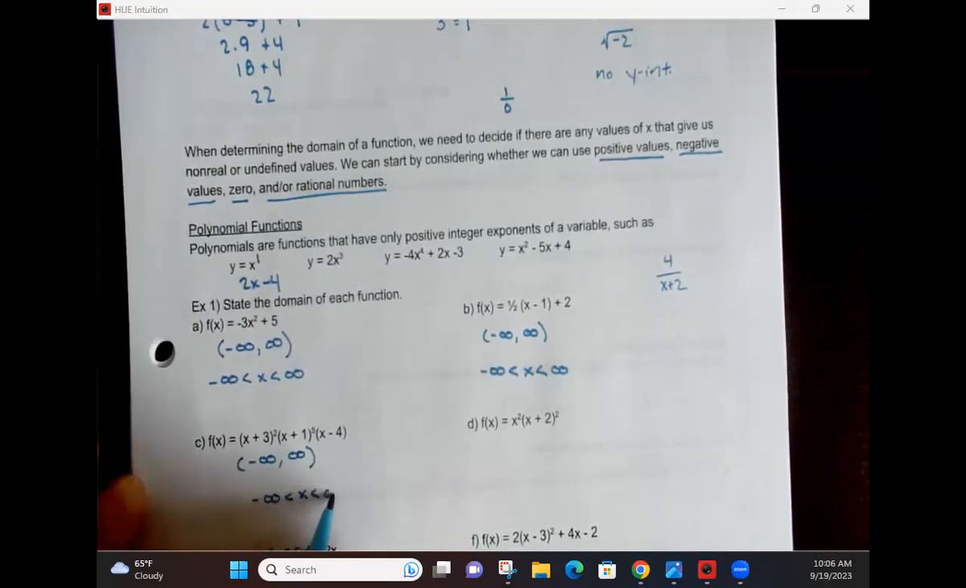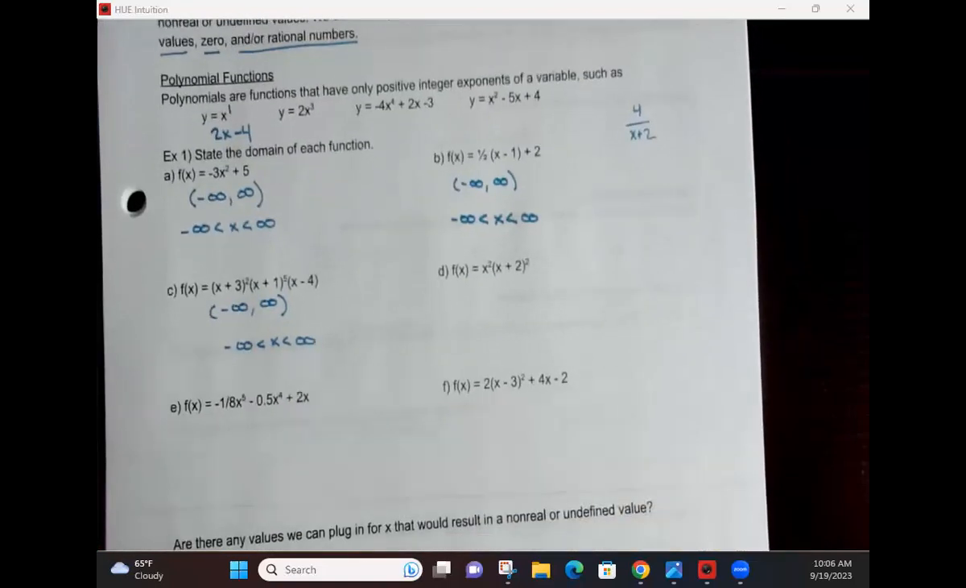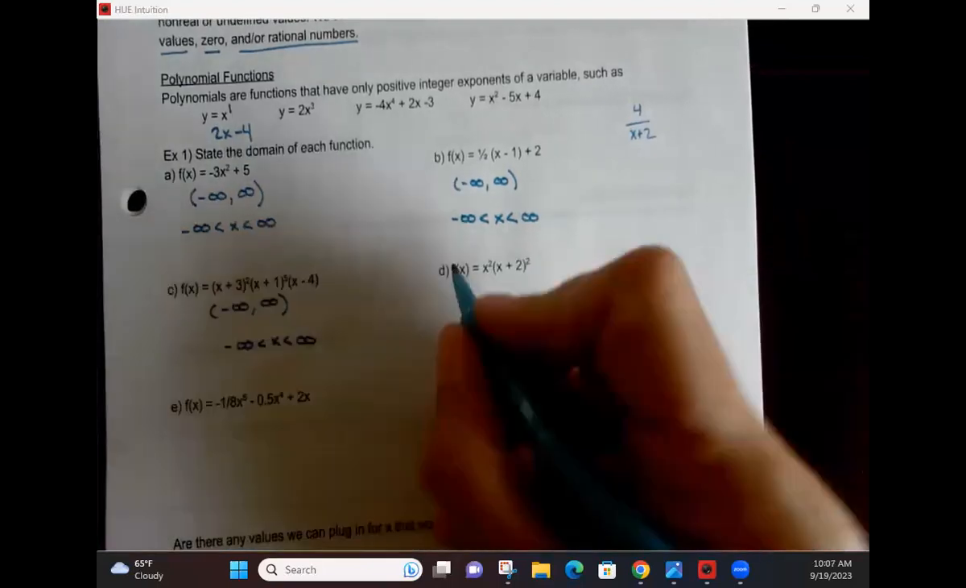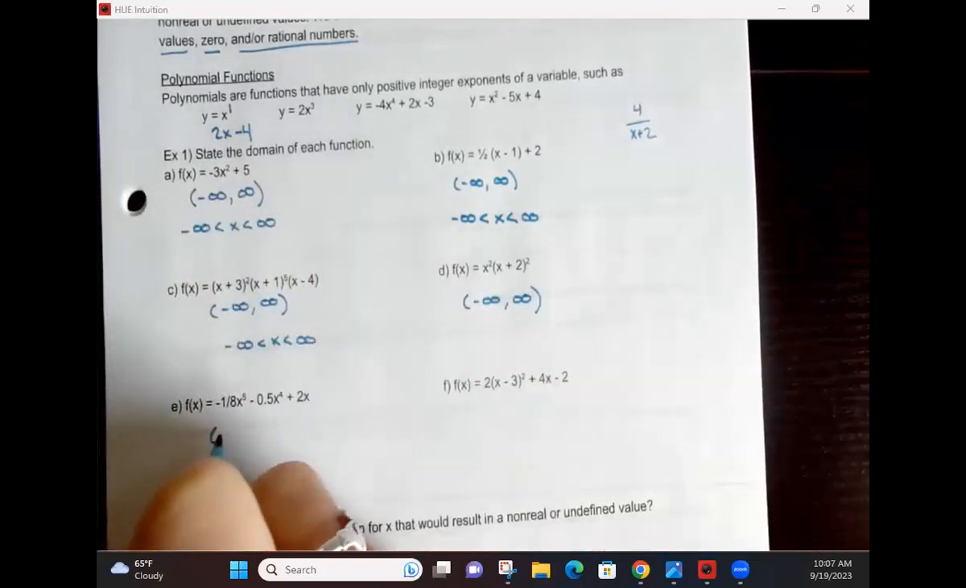For any of the rest of our example problems, are there any issues that we need to be concerned with for the domain? No. Again, we talked about undefined values. That doesn't apply here. We talked about square roots of negatives. That doesn't apply here. I can plug in positive values, negative values, 0, and rational numbers for all of my remaining functions. So all of these have a domain of negative infinity to positive infinity.